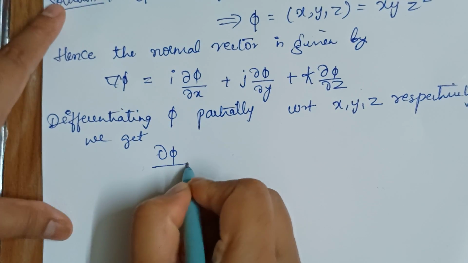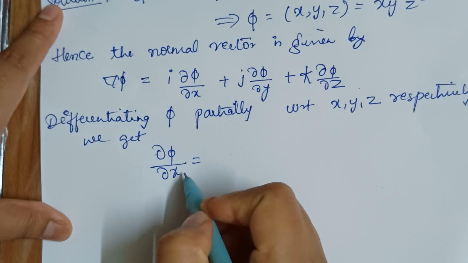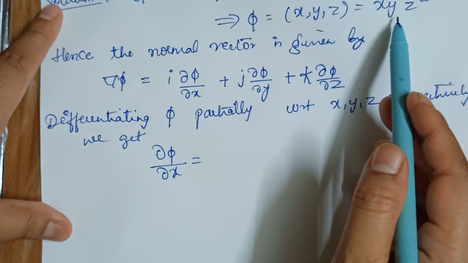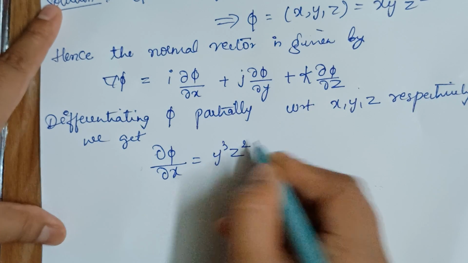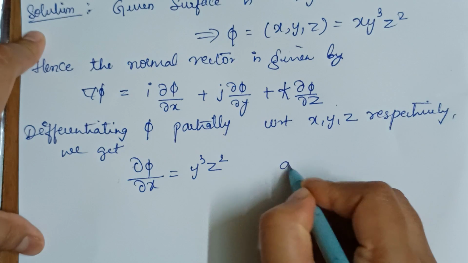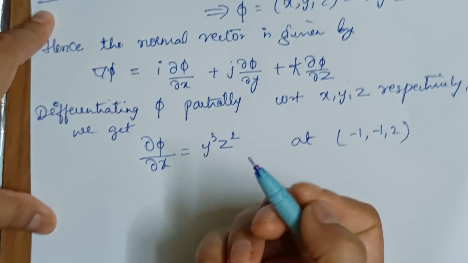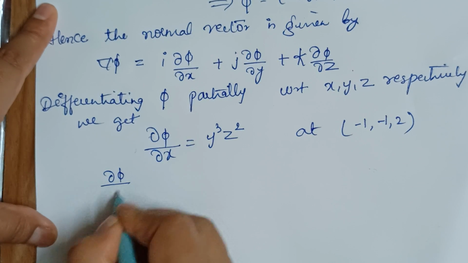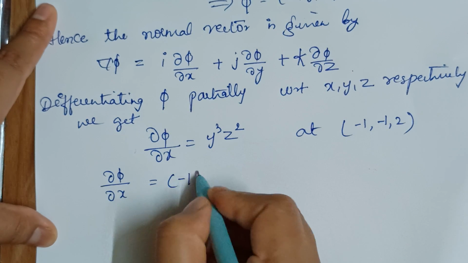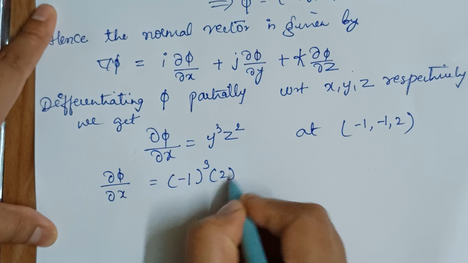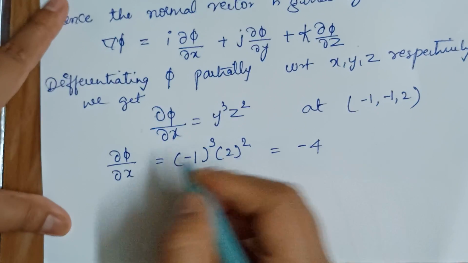dou phi by dou x equals, if we are differentiating this, y³z². So now let's find out at the point (-1, -1, 2). So dou phi by dou x equals (-1) whole cube into 2 whole square. So this is going to be -4.